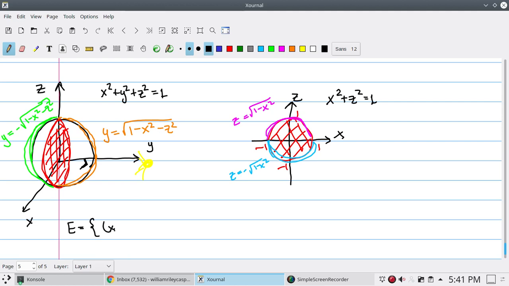So E is going to be the set of all points x, y, z, such that, again, for this case 2, x is the one with constant bounds, and x is ranging between -1 and 1. So -1 is less than or equal to x, less than or equal to 1. And then z is ranging between this lower curve and this upper curve, so z is going between minus the square root of 1 minus x squared and the square root of 1 minus x squared.